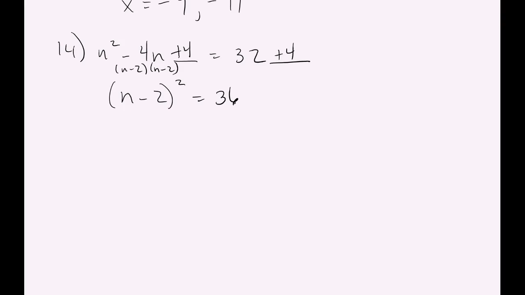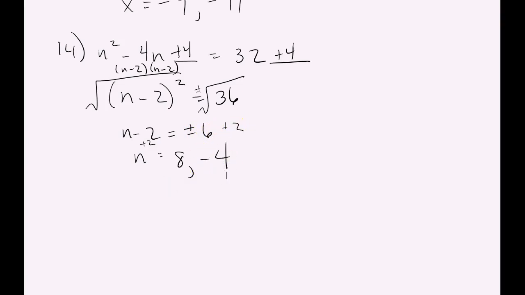Now what? Now we take the square root of both sides, and we have n minus 2 equals plus or minus 6, right? Plus or minus 6. And now to move the 2 over, I need to add 2 to both sides. So I'm going to get positive 6 plus 2, which is 8, or negative 6 plus 2, which is negative 4. And those are my two answers.